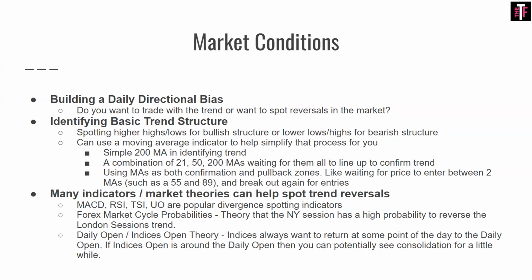Also, on the opposite side of things for reversals, many indicators and market theories can help you spot those. Things like the MACD, RSI, TSI, ultimate oscillator, popular divergence spotting indicators, which can help you see reversals. Also, certain theories like the Forex market cycle, which is a probability that the New York session for Forex pairs likes to reverse the trend of London. Not always the case. Like I said, it's a high probability, won't always work, but you can look into that yourself.